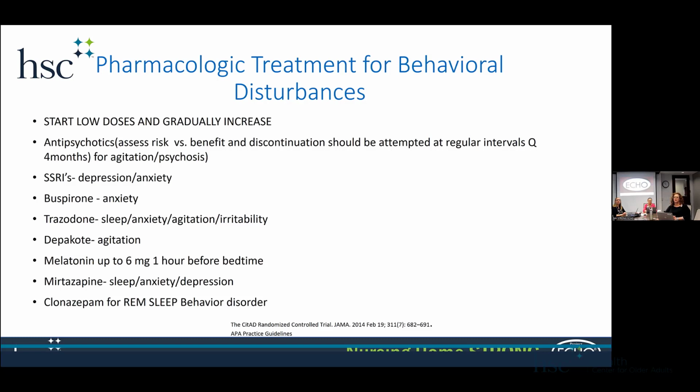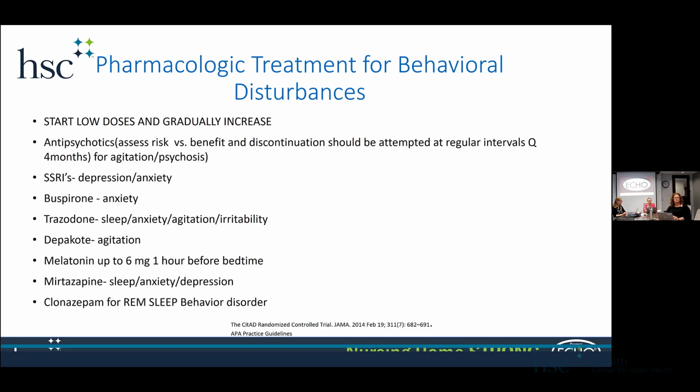We also use antidepressants, SSRIs, for depression and anxiety. We use buspirone quite a bit for anxiety. Trazodone we use for sleep and anxiety, as well as mirtazapine. And then for agitation, we use Depakote, which is an anticonvulsant that helps with agitation at times.